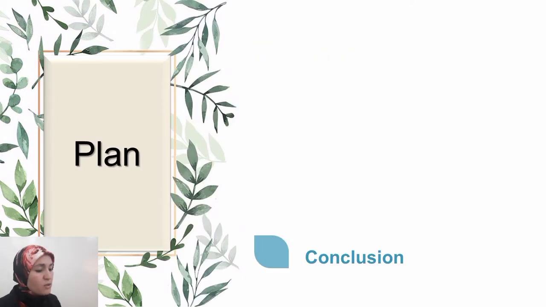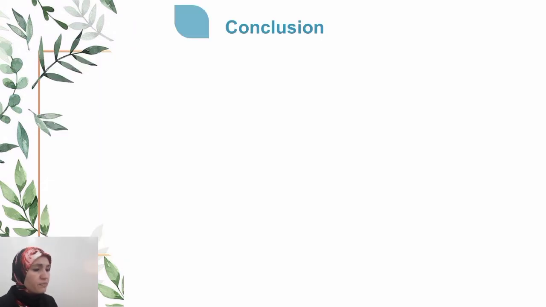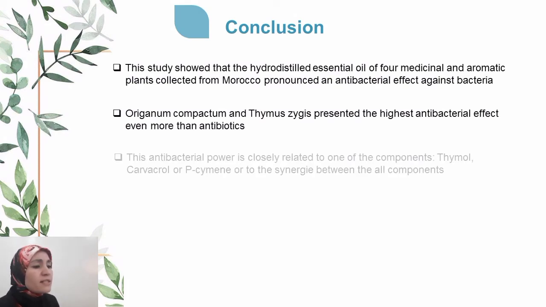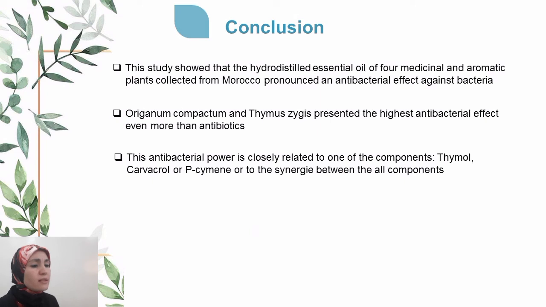So that brings me to the end of my presentation. We looked at these three main points. This study shows that the essential oils of 4 medicinal and aromatic plants collected from Morocco presented an antibacterial effect against bacteria. Origanum compactum and Thymus zygis presented the highest antibacterial effect, even more than antibiotics.